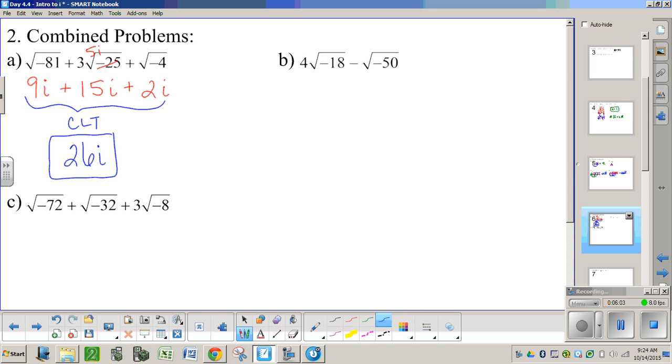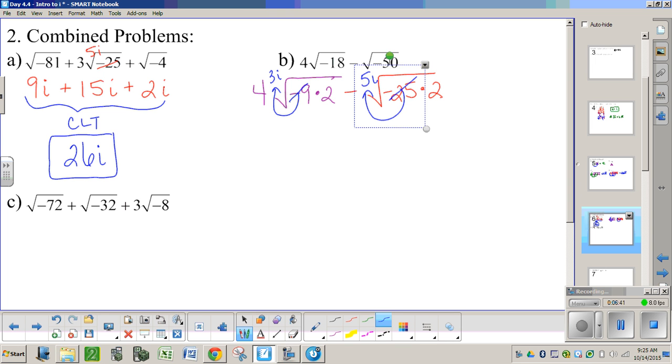All right, I'll do one more with you, and then I'll let you try C on your own. So I'm going to simplify negative 18. Now, I know I'm going to simplify this one more step. I know that negative 9 is 3i, so I really don't have to write negative 1 times 9 times 2 anymore. I'm just going to pull that negative perfect square out. And we're going to subtract. I now know that this is negative 25 times 2, so this is going to come out as 5i.